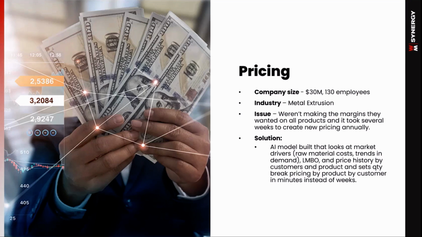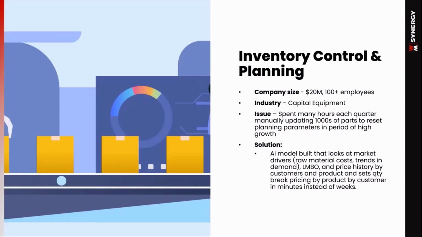And with AI, looking at all those variables, raw material costs, trends in demand, labor, material, burden, overhead costs, are they going up, are they going down, price history by quarter, by month, by seasonality, they were able to update those catalogs multiple times a year, and sales reps internally and outside reps could give pricing in an instant, which increased their win rate by over 30%. So that's pricing.